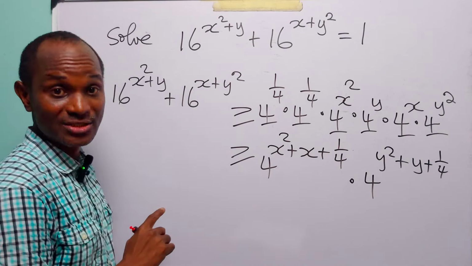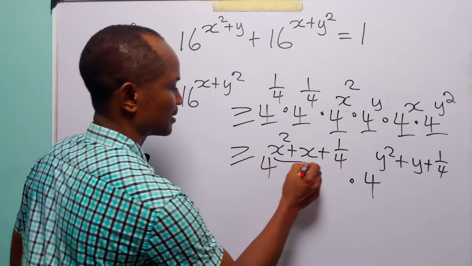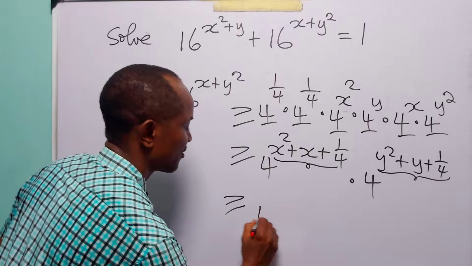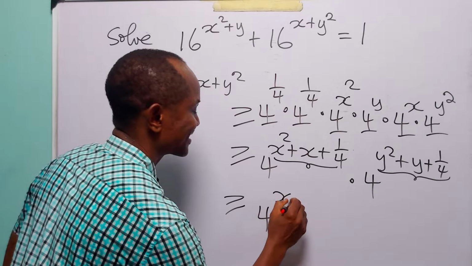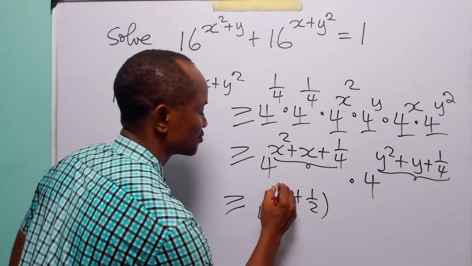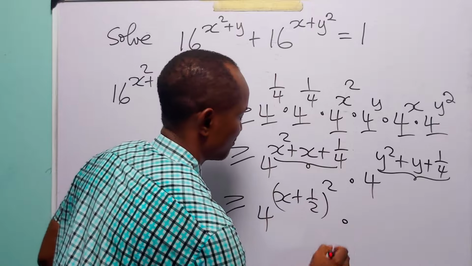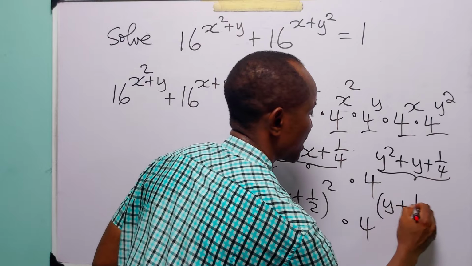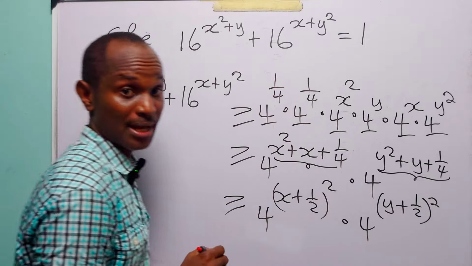Now, when you look at these two exponents, you know that we can write this as 4 to the power x plus 1 over 2 squared multiplied by 4 to the power y plus 1 over 2 squared.